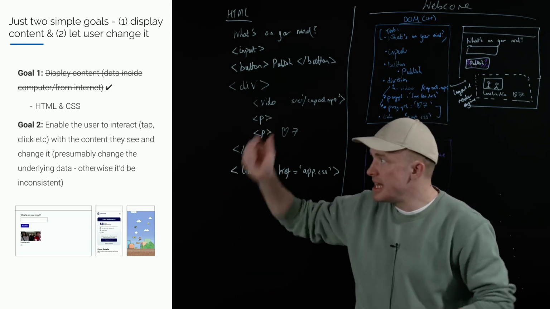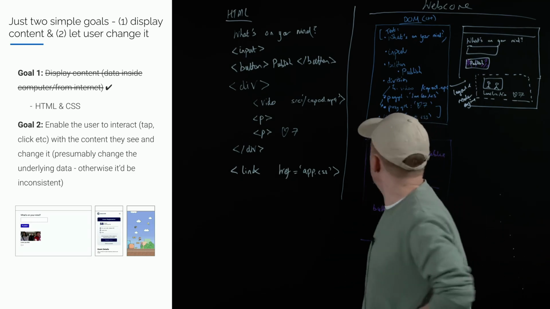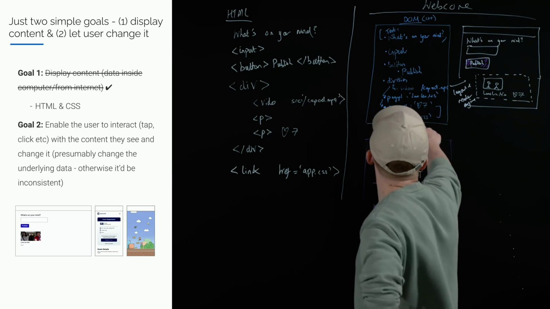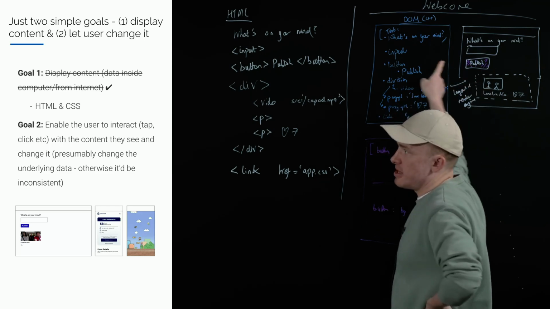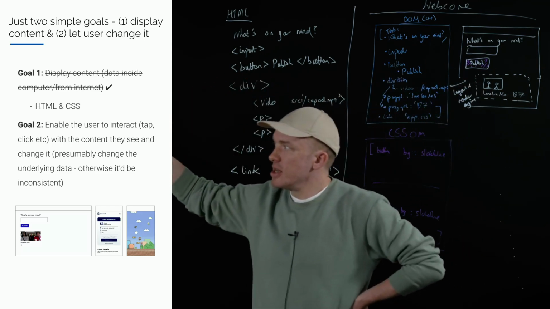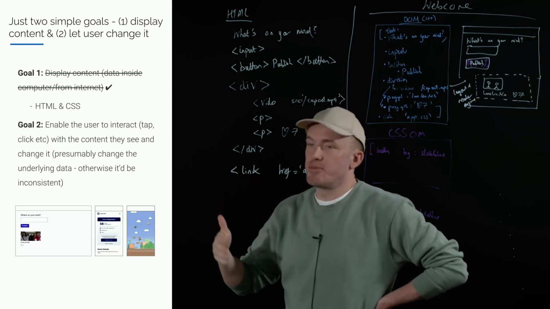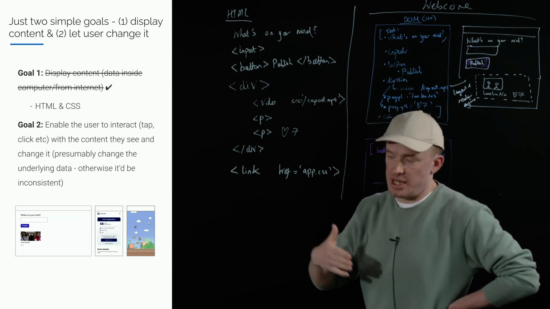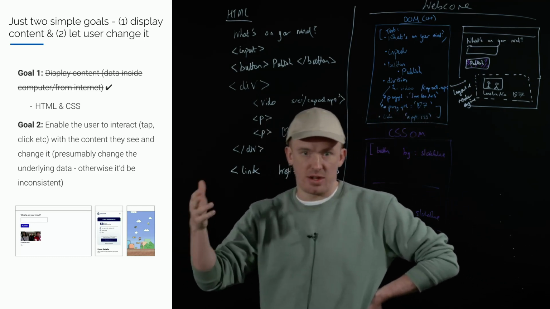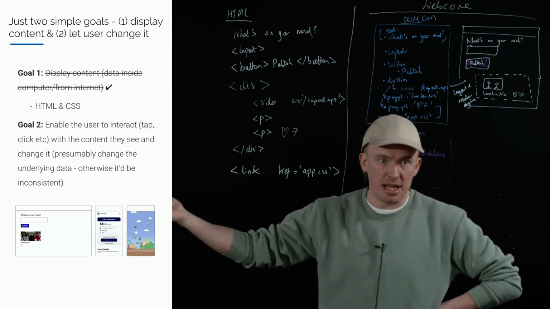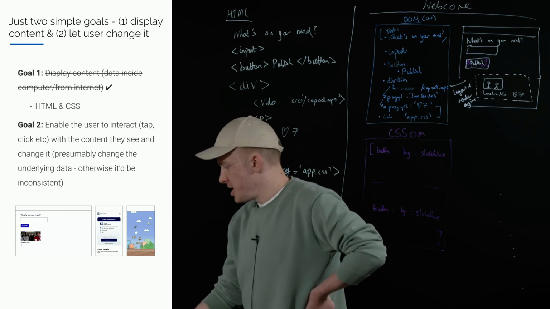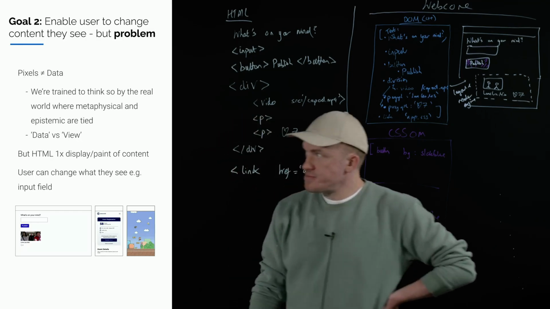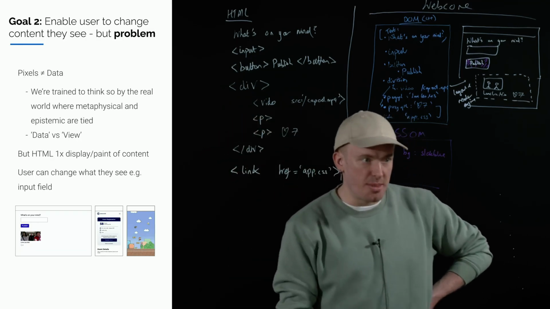Goal two, enable the user to interact, to tap that content, to tap publish, to tap the like of number 7 and change to 8, interact with the content they see and change it, presumably changing underlying data, otherwise it'd be inconsistent. Otherwise I could see the number of likes goes from 7 to 8, but under the hood, how many likes are there actually changing? Okay, sounds fine, but this is where the problems begin.